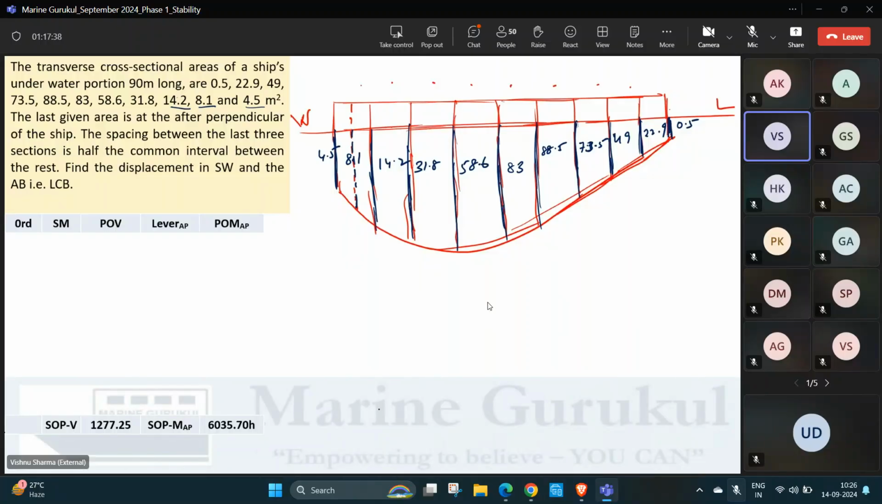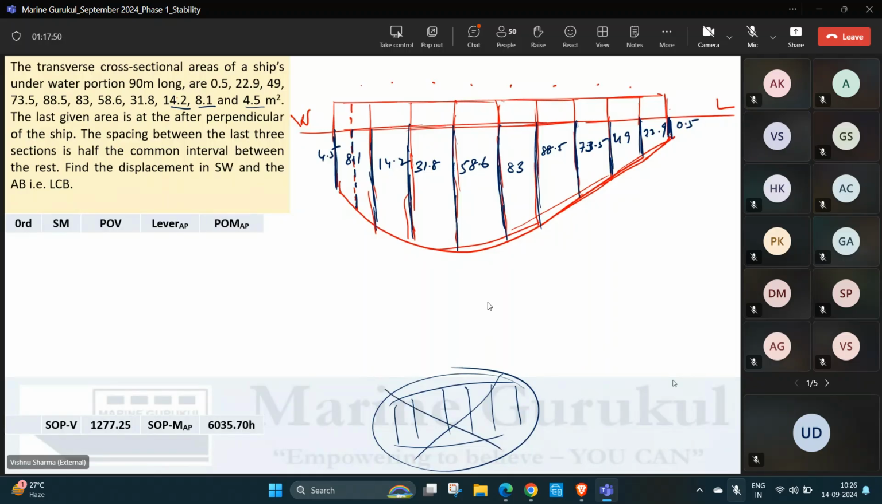What will happen in the plan view? Now your areas will come like this. Okay. Now you can get the volume. Firstly, is the half station concept applicable? Please count. Yes, sir, applicable, sir. Rule one. So we'll apply the half station concept.